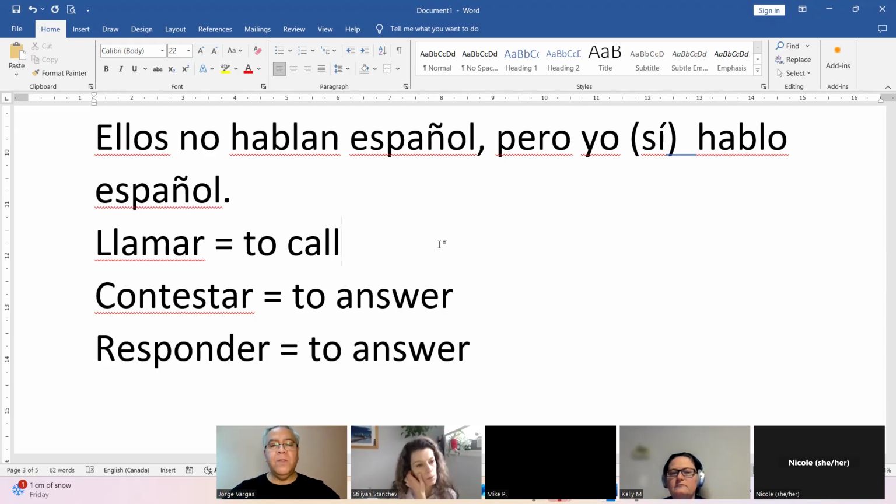Llamar is an AR verb. Yo llamo. Tú llamas. Three amigos. Usted, ella, él. Llama. Nosotros llamamos. You were adding an extra syllable there. Llamamos. Let's go with vosotros. Llamáis. And ustedes, ellos. Llaman.